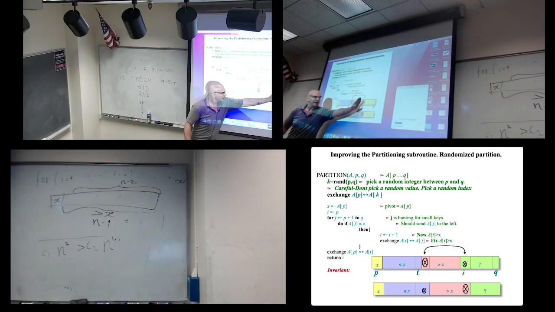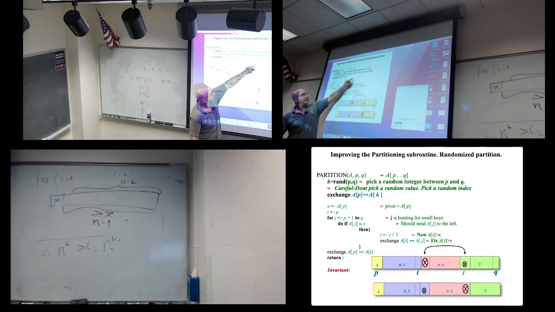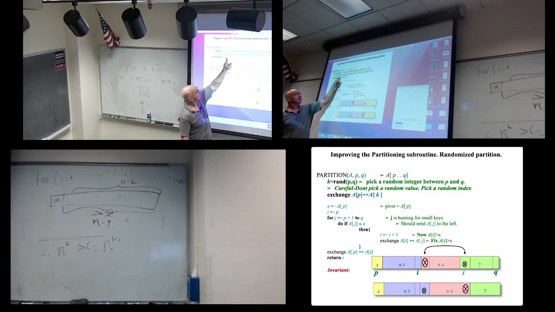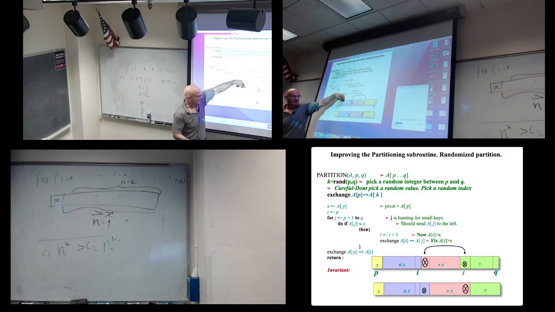So I picked a random index between p and q, and I'm going to pick the element at this index, A of k, and put it at the beginning. It will replace whatever was at the first position, and I pick this random element from the array and put it at the very beginning.